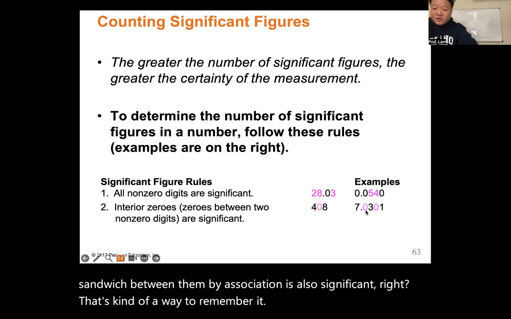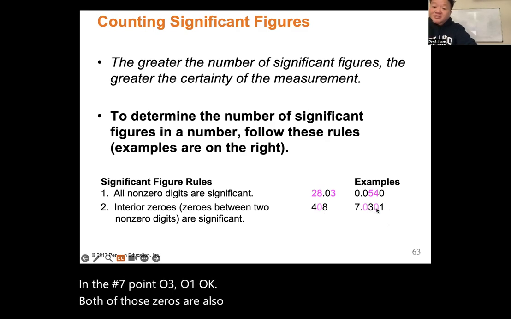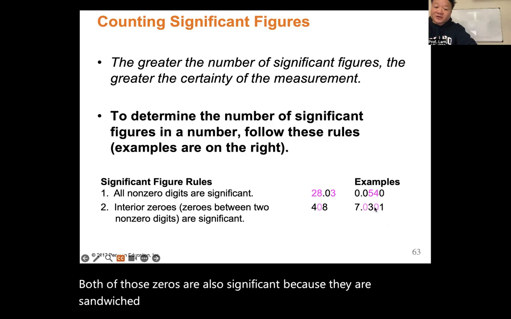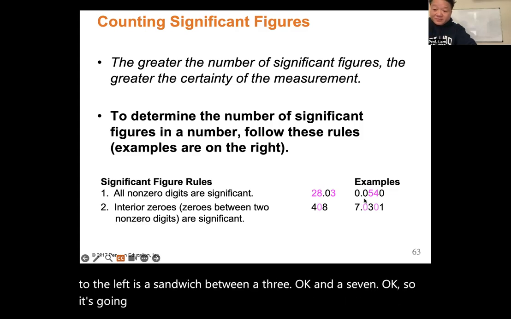In the number 7.0301, both of those zeros are also significant because they are sandwiched in between two significant numbers. This 0 here to the left is a sandwich between a 3 and a 7, so it's going to be significant, all right?